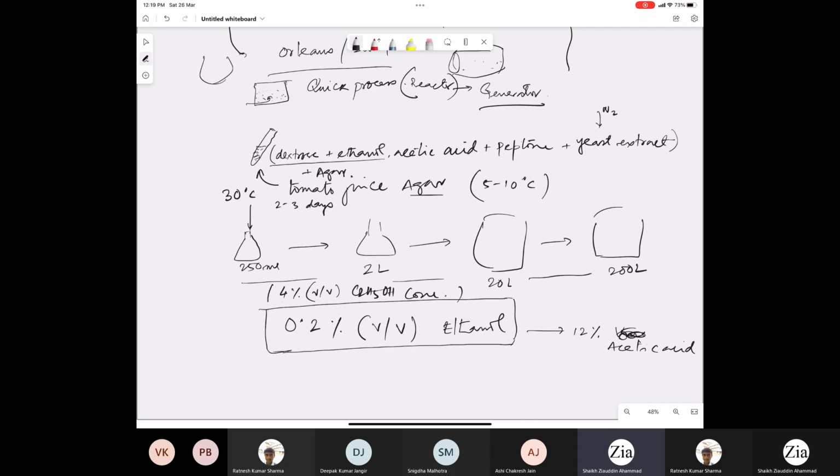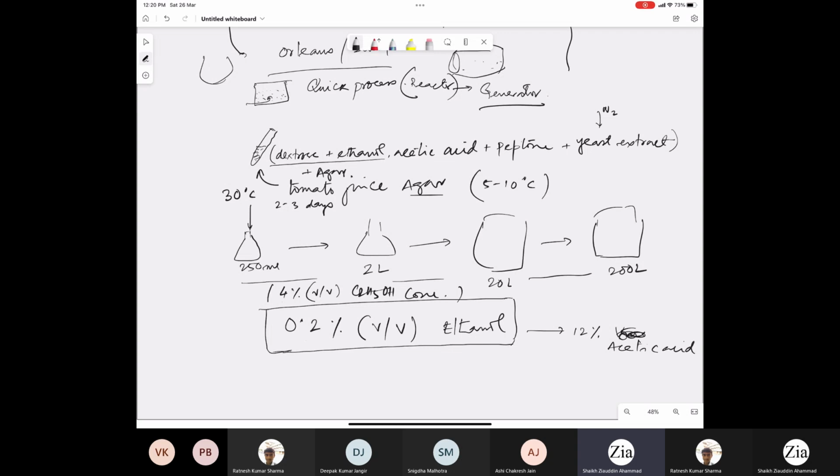And when we discuss the types of vinegar, there you'll get to see the sources we use for production of vinegar, and based on the sources, you'll also get different other ingredients or different other components present in the vinegar.